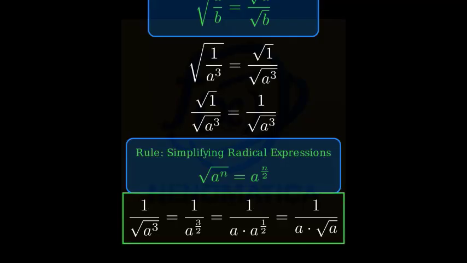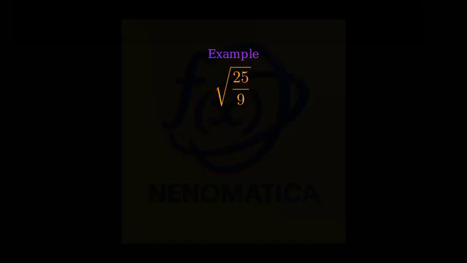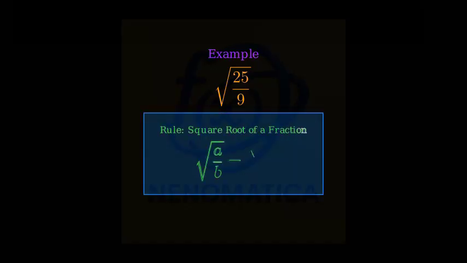For our final exercise, we need to simplify the square root of 25 over 9. To simplify this expression, we'll use a fundamental property of square roots. When we have a square root of a fraction, we can rewrite it as a fraction of square roots. Specifically, the square root of a over b equals the square root of a divided by the square root of b. Let's apply this rule to our first example.